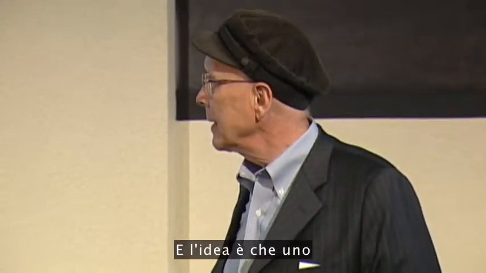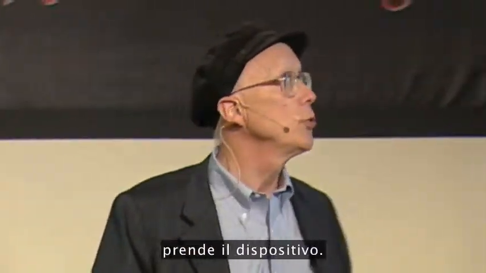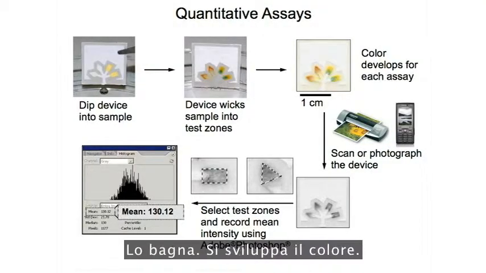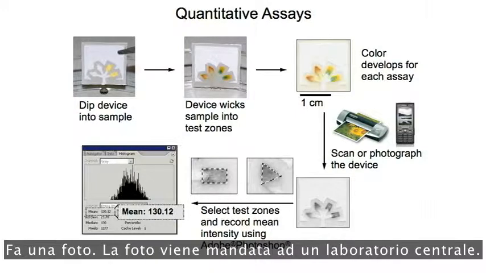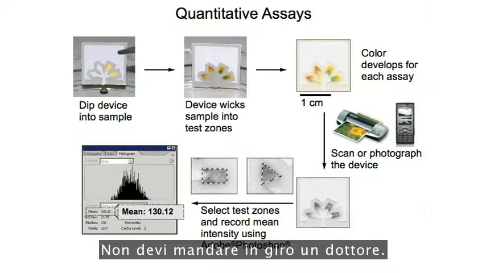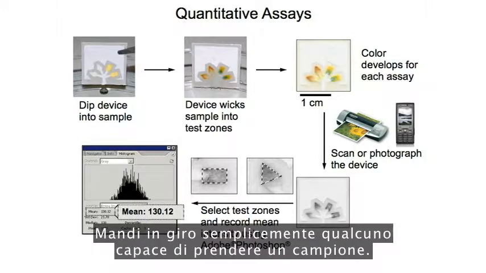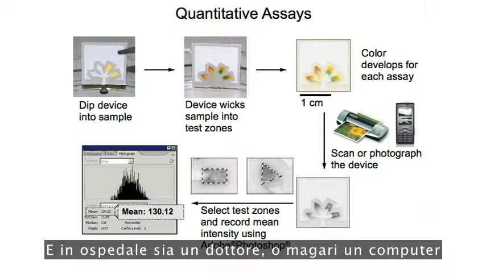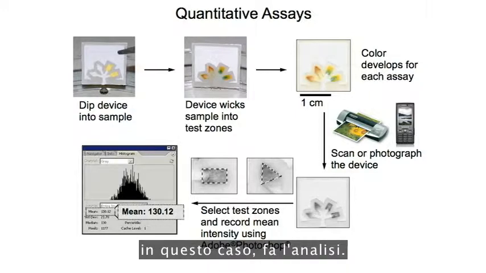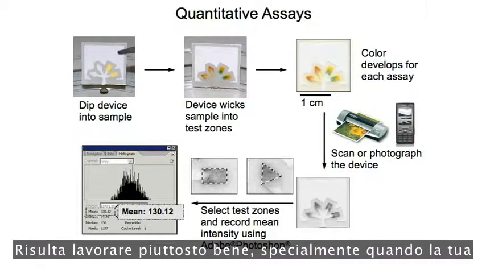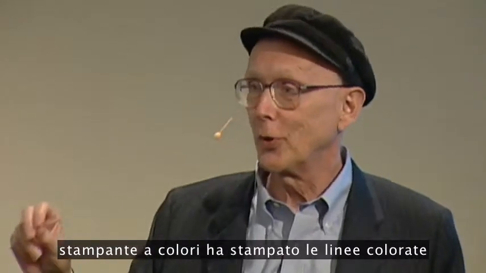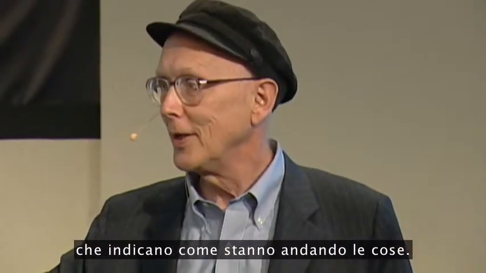And the idea is that what one does is to take the device, you dip it, you develop the color, you take a picture, the picture goes to a central laboratory. You don't have to send out a doctor. You send out somebody who can just take the sample. And in the clinic, either a doctor or ideally a computer, in this case, does the analysis. Turns out to work actually quite well, particularly when your color printer has printed the color bars that indicate how things work.